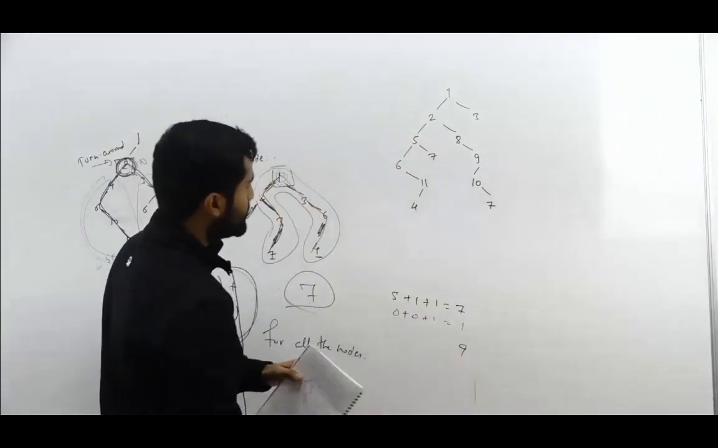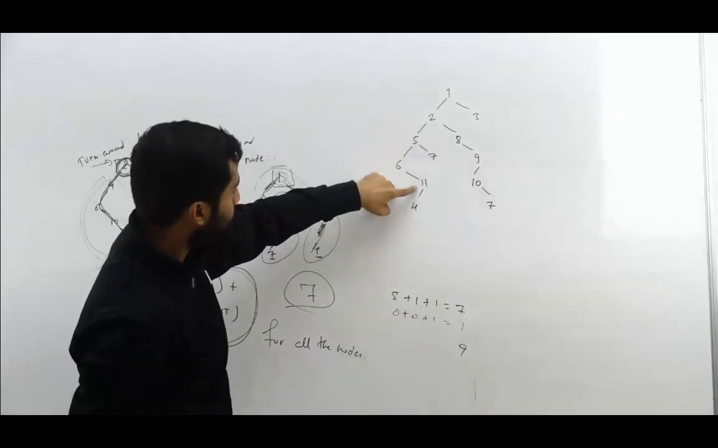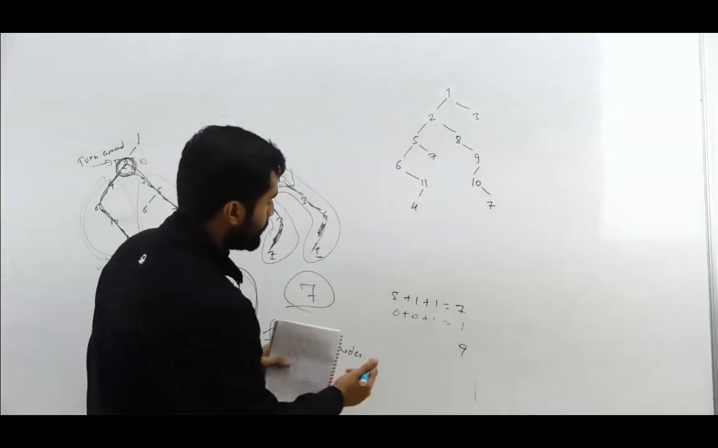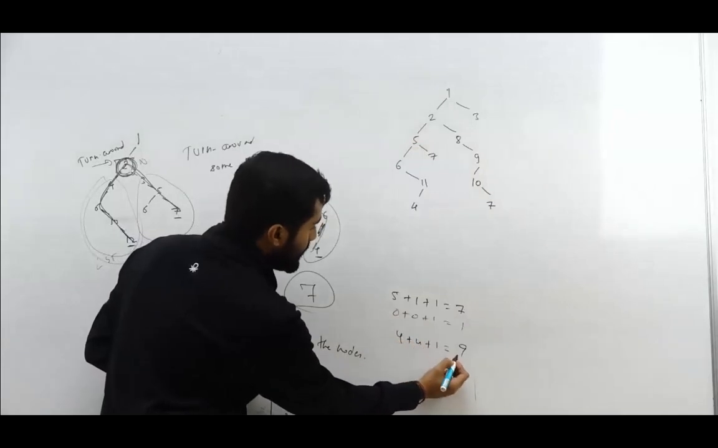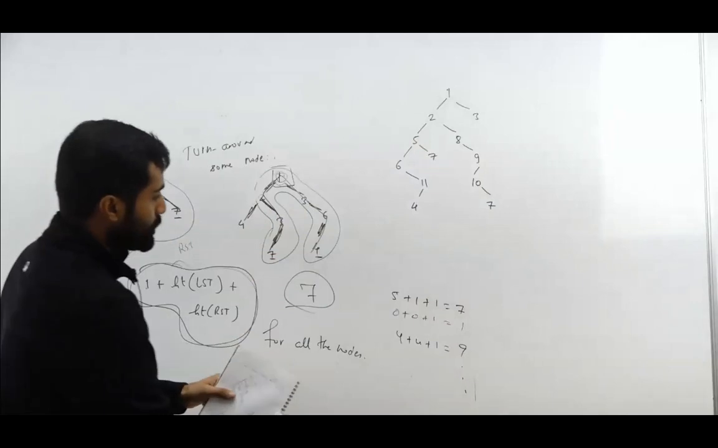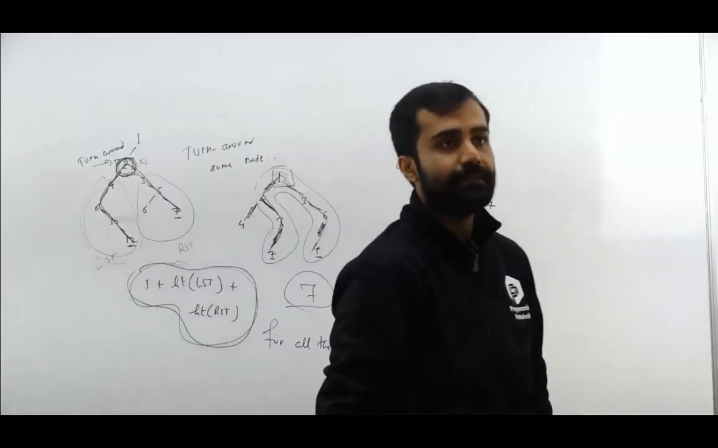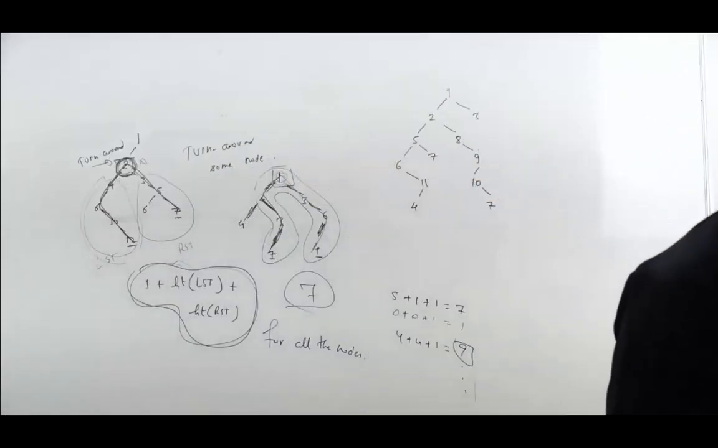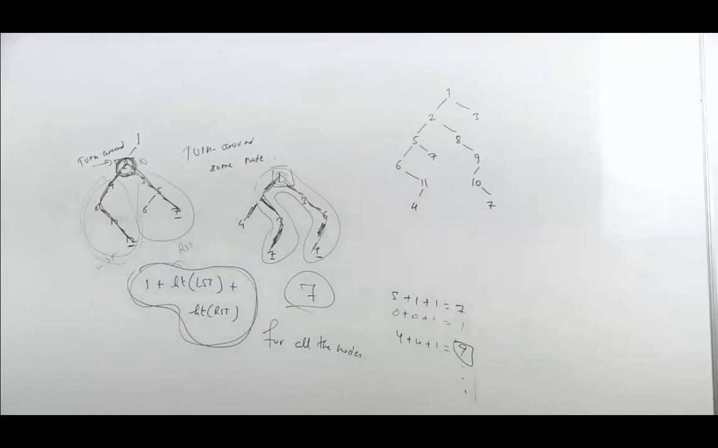I believe 9. The height of left is 1, 2, 3, 4. The height of right is also 4. 4 plus 4 plus 1. So similarly, if you list down this particular value for all the nodes, whatsoever will be your maximum, that will be your answer. So this is the idea. Now, how many of you can code this idea?